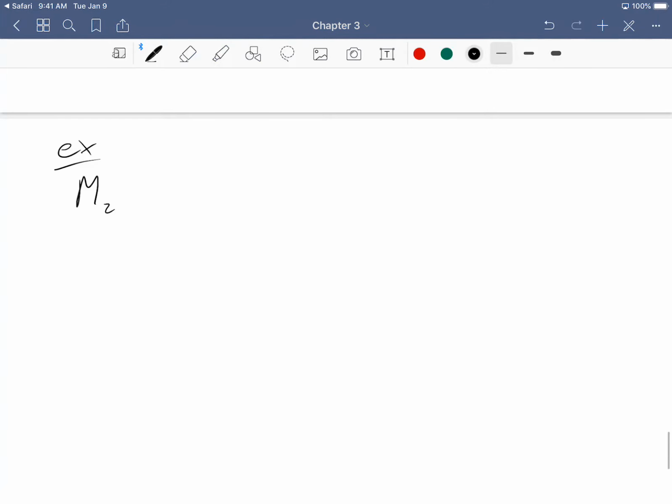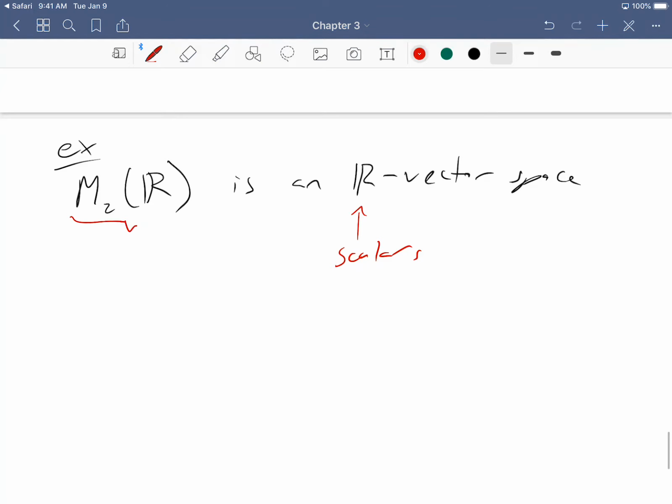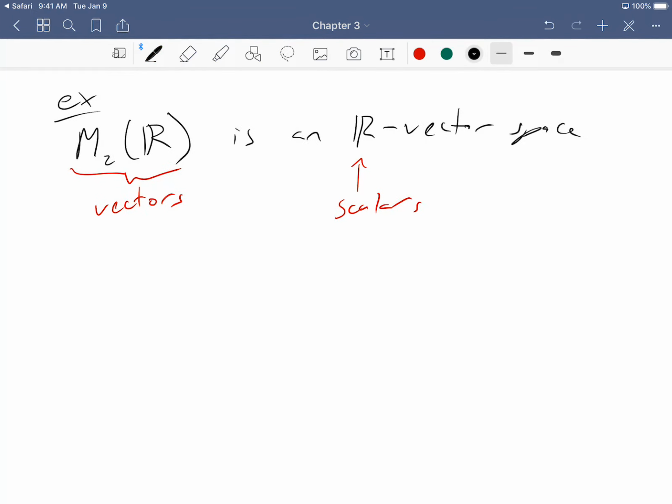So the set of 2 by 2 matrices with real number coefficients is an R vector space. This time there's my scalars, R again, and these are my vectors. 2 by 2 matrices are my vectors. So my vectors now are matrices, 1, 2, 3, 4. We don't usually call those vectors, but it works in this setting. If we're thinking of this as a vector space, we can consider these to be our vectors.